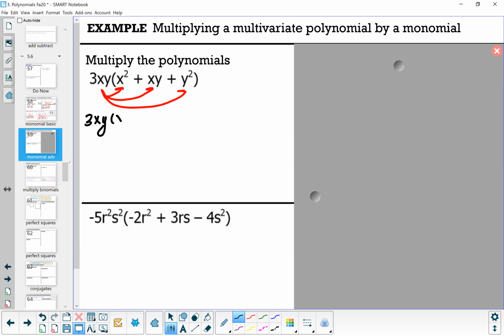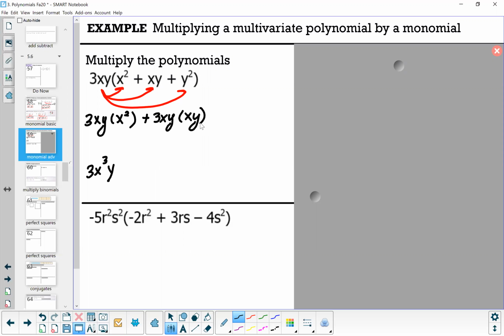So essentially we would do 3xy being multiplied to x squared. Let's go ahead and multiply that now. So 3 is our coefficient, and then x times x squared gives us x cubed, and then y. Okay, second group, you have the 3xy being multiplied to the second term, xy.